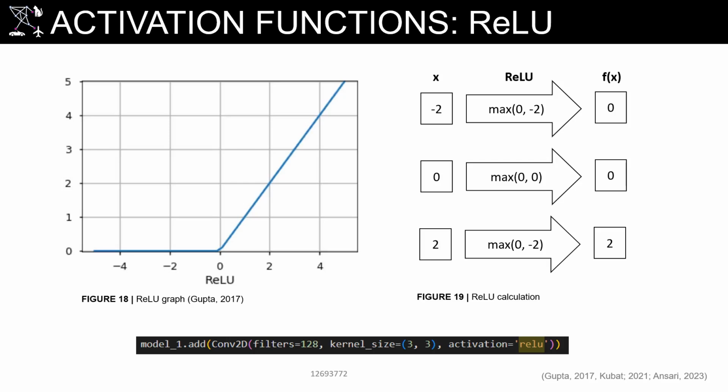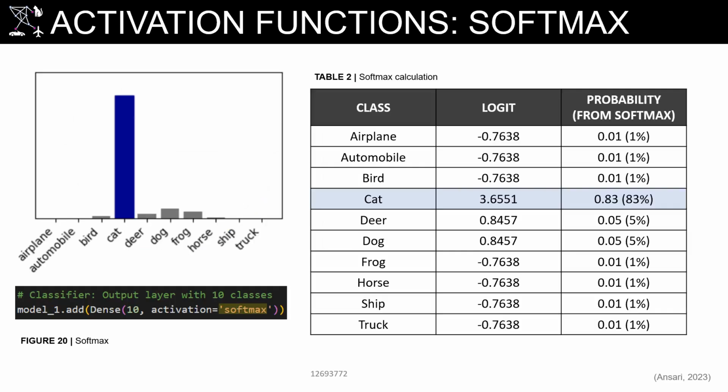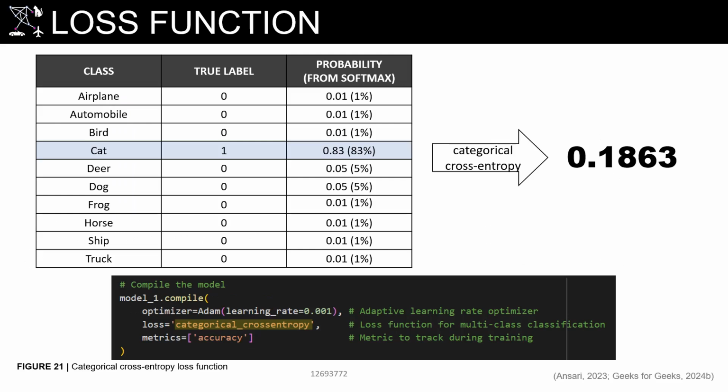Kubat, 2021. Figure 20 and Table 2 show a softmax probability output scenario that might result in 83% probability that the image was a cat. The probability is summed to 1, Ansari, 2023. The categorical cross-entropy loss function predicts more than 2 classes, Ansari, 2023, Geeks for Geeks, 2024a. It calculates the difference between predicted labels and true labels so that the model can generate more accurate predictions.